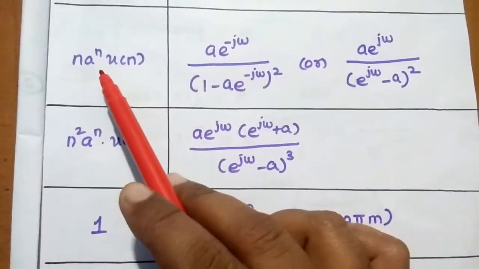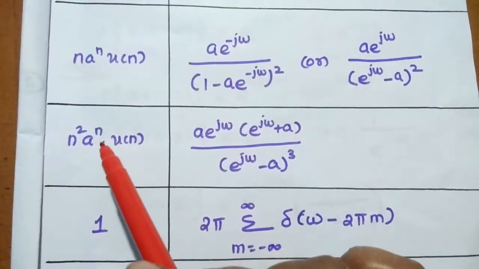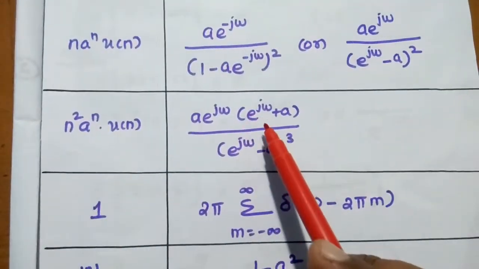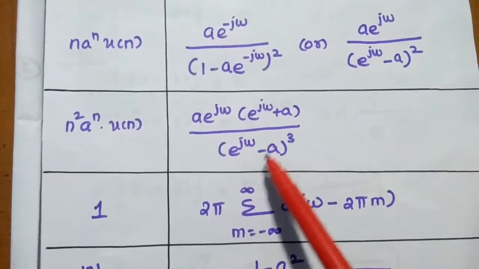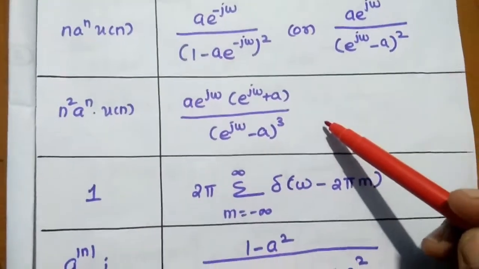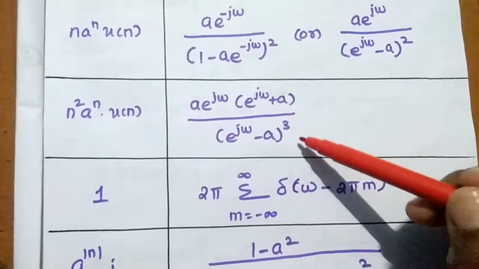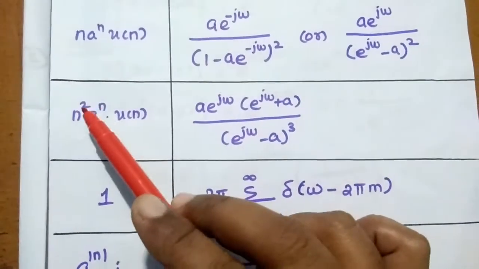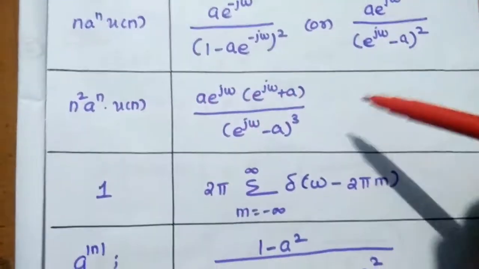So the next term, after n into a power n, is n squared a power n u of n. We can write a e power j omega into e power j omega plus a, divided by the denominator value cubed. Okay. If it is squared, we have to take the power m plus 1. That is, for m equal to 2, here it is 3.